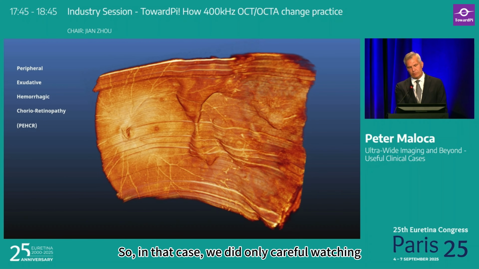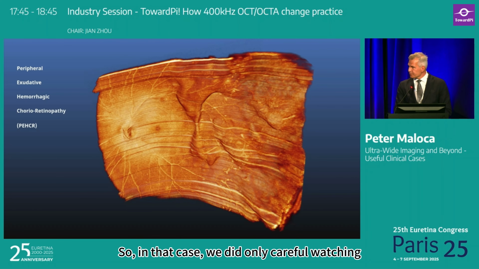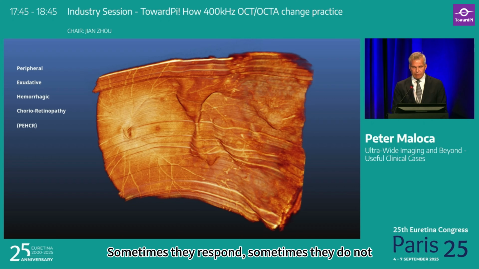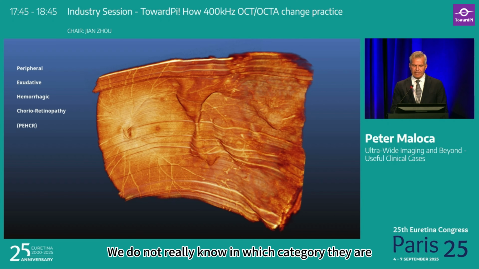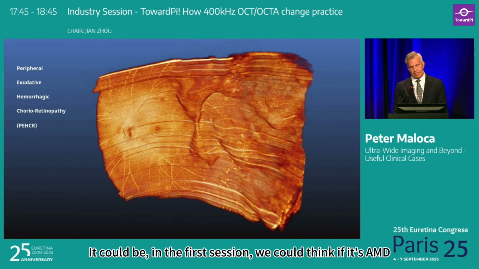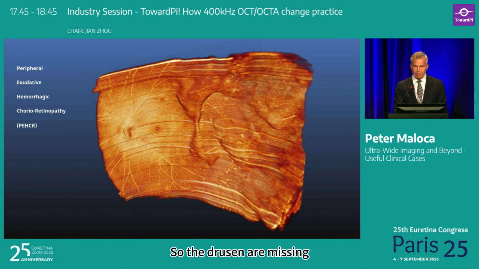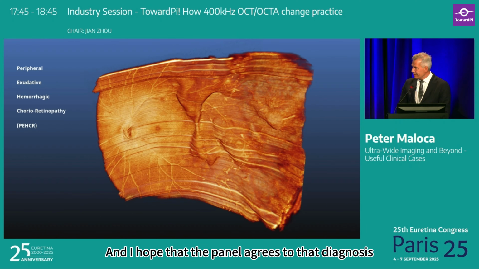So in that case, we did only careful watching. In the first case, I did anti-VEGF, and the eye responded quite well. Sometimes they respond, sometimes they do not. We do not really know in which category they are. In the first session, we could think it's AMD, but we are missing the typical signs of AMD in these cases. So the drusen are missing, the RPE is mostly flat, and I hope that the panel agrees to that diagnosis.